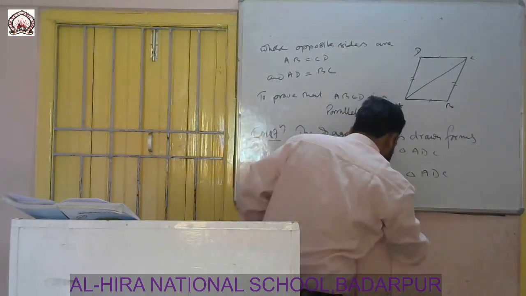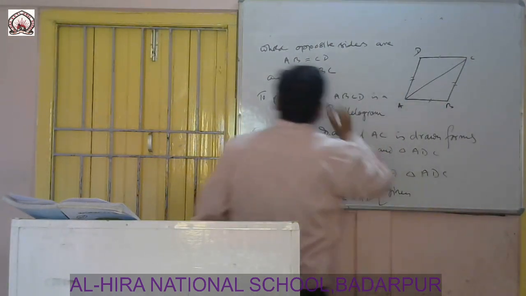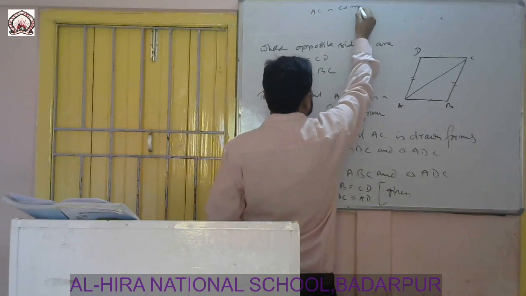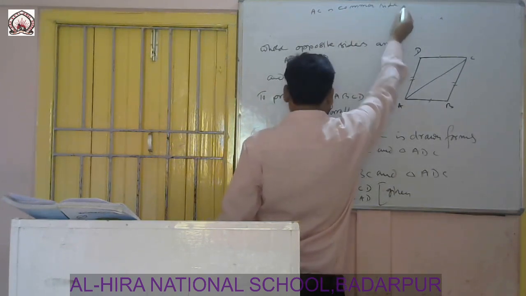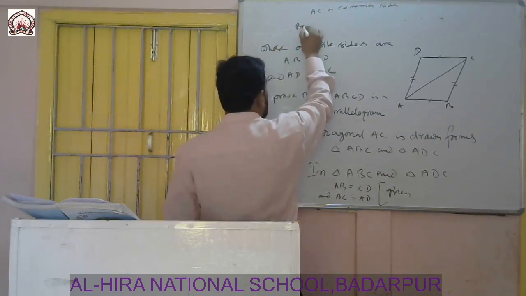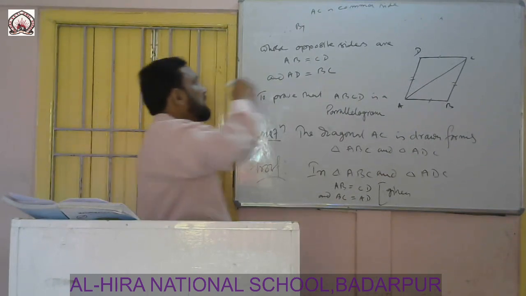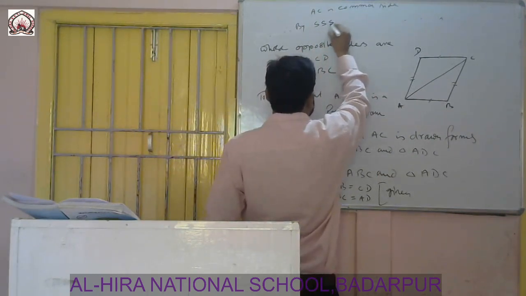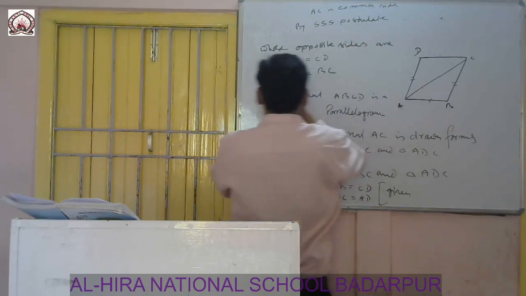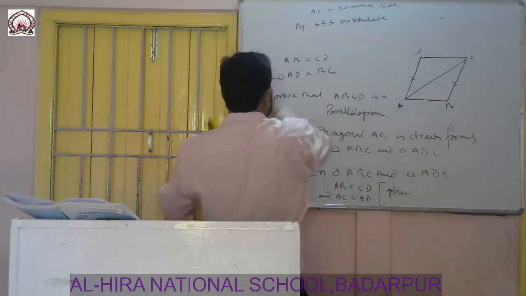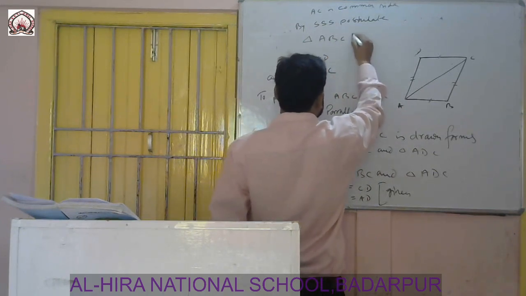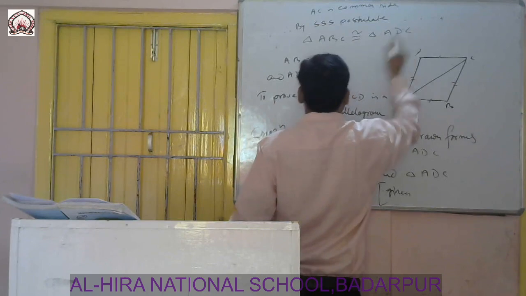Because these two are given, the third is AC, the common side. So which postulate? Side, side, side. Therefore, by the side, side, side postulate, we can say that triangle ABC is congruent to triangle ADC.